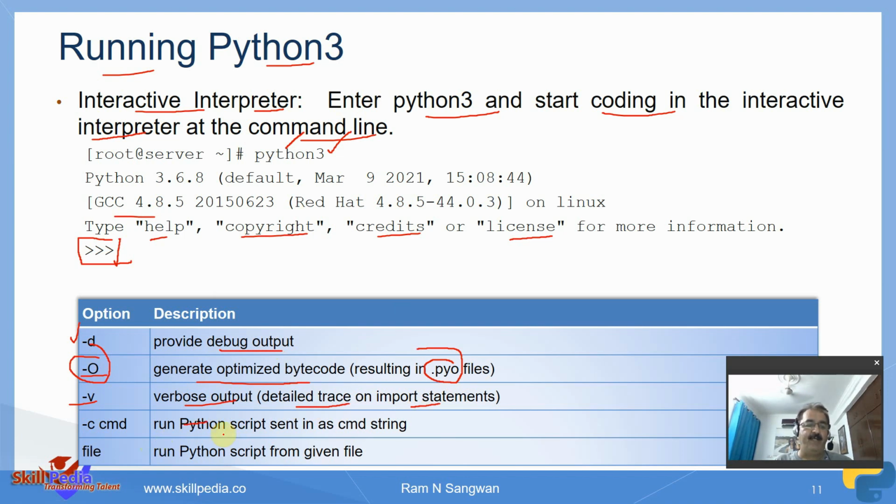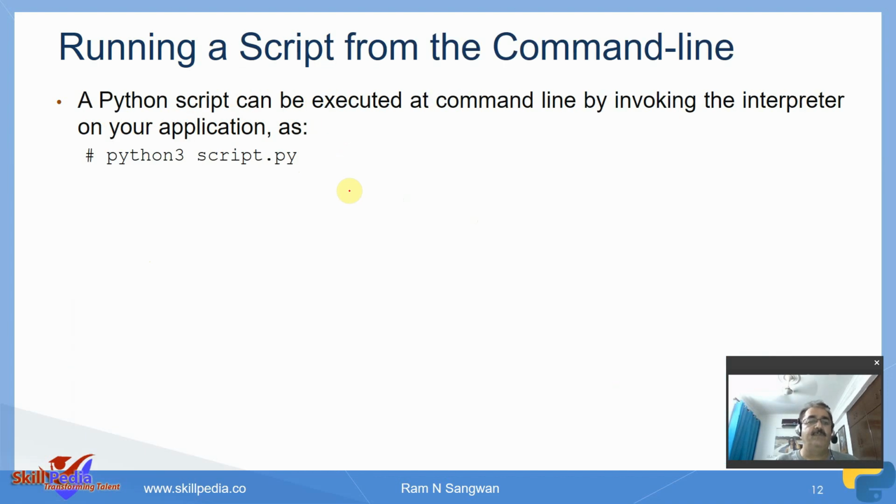And -c command, run a Python script sent as a command string, cmd string. And then file, run a Python script from a given file. So file means whatever file you specify. So you type python3 followed by the file name. That's how you run Python. Running a script from the command line, that's what I was talking about. For example, you created one file, script.py. So you'll run it like this, python3 followed by the file name, that is script.py. You'll execute it like this.